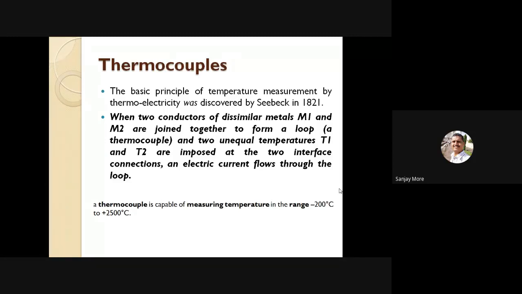Full stop and next line. A thermocouple is capable of measuring temperature in the range minus 200 degrees Celsius to plus 2500 degrees Celsius. Get it? Full stop.